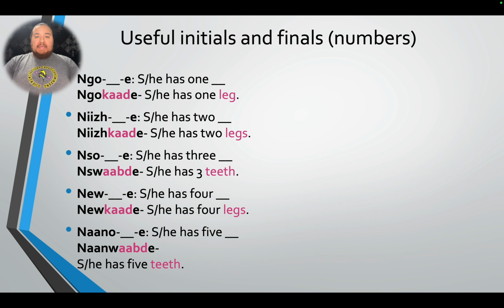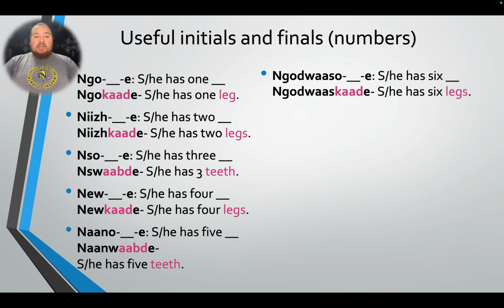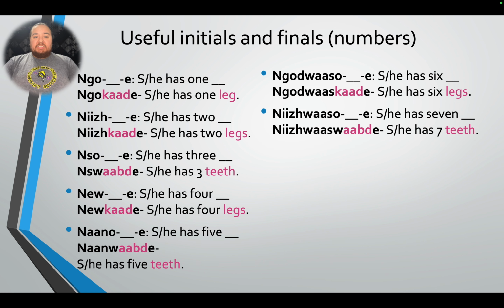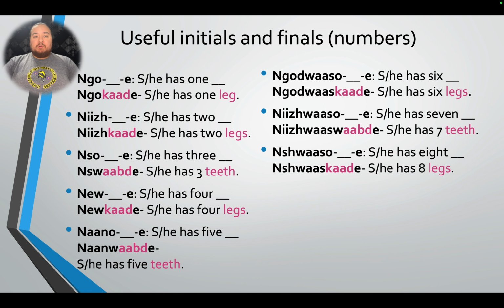Nano blank e. So non-wabde, he has 5 teeth. Again, like babies when they're growing their own teeth. Ngudwasa blank e. So ngudwas de, he has 6 legs, like the insects we know. Nijwasa blank e. Nijwas swab de, he has 7 teeth. Nshwas blank e. He has 8 whatever. Nshwas de, he has 8 legs, like those arachnids.